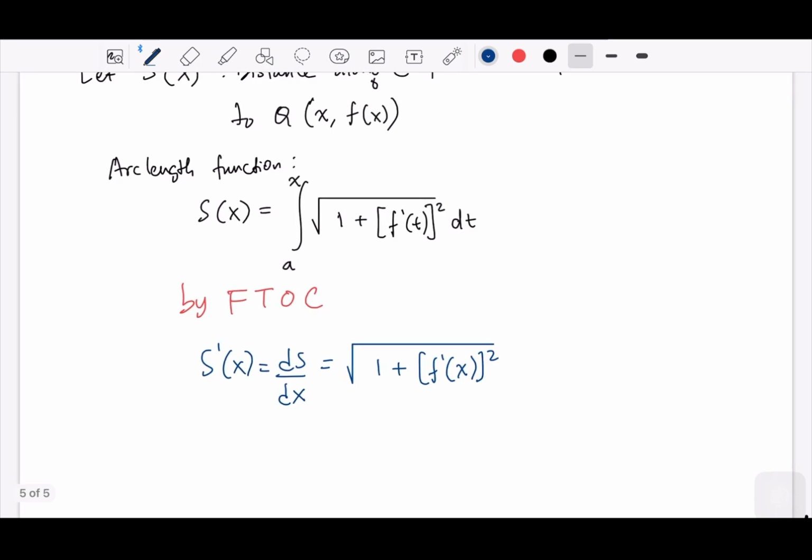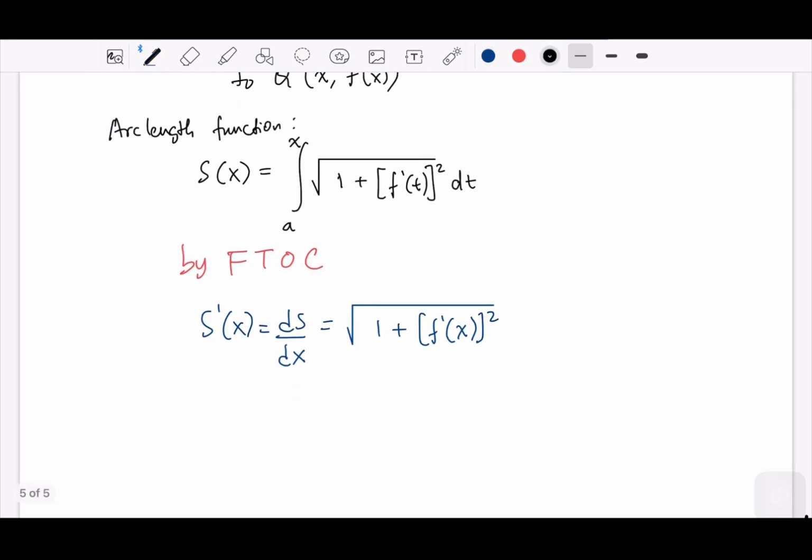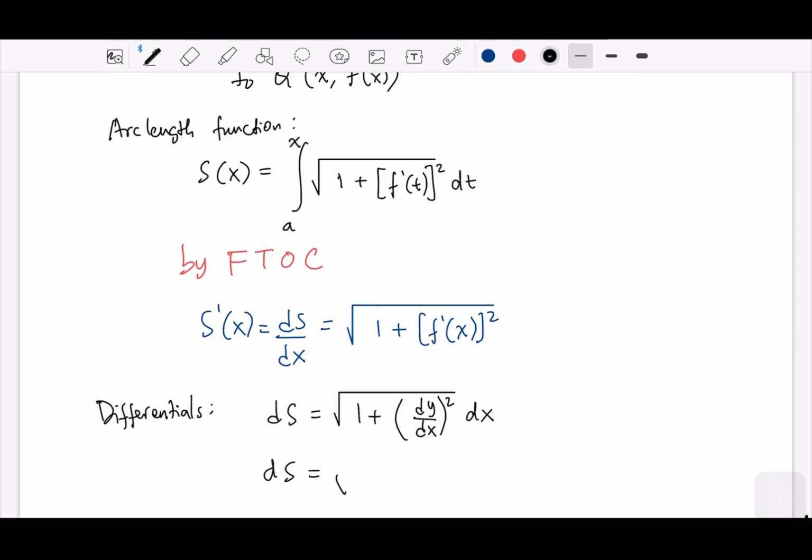And we can also write the arc length function in terms of differentials. We can write ds in dx like that, or in dy.